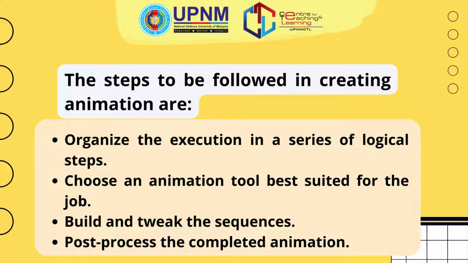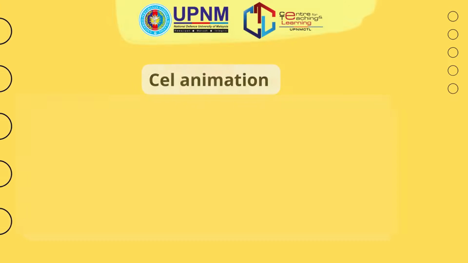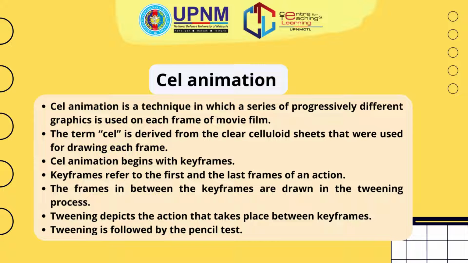Post-process the completed animation. Cell animation is a technique in which a series of progressively different graphics is used on each frame of movie film. The term cell is derived from the clear celluloid sheets that were used for drawing each frame. Cell animation begins with keyframes. Keyframes refer to the first and the last frames of an action.